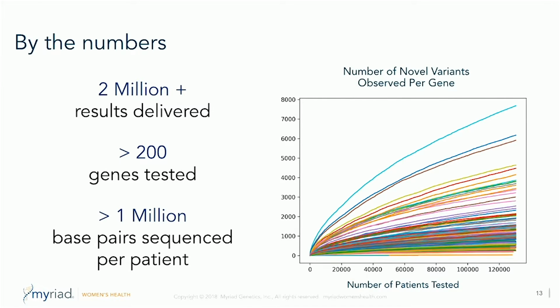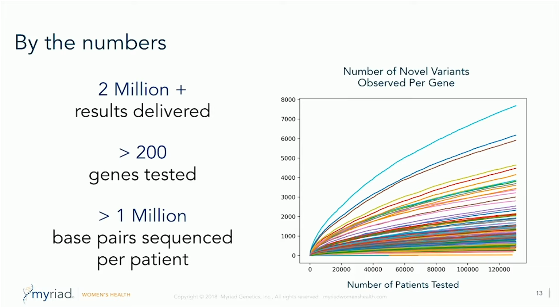So that gives you an idea of the amount of sequencing data that we need to keep track of. For variant interpretation, we want to know the number of novel variants, because we want to determine for each variant whether or not it's disease-causing.